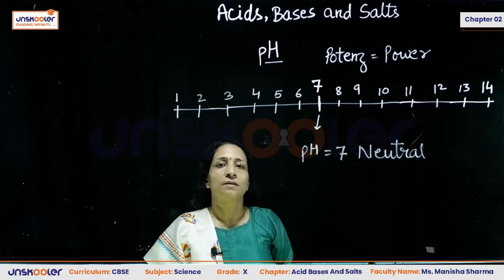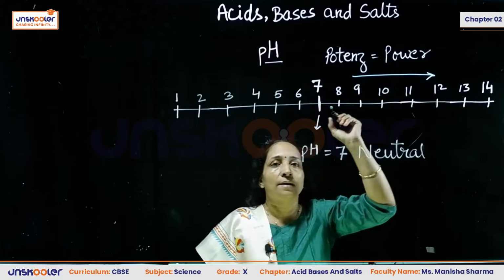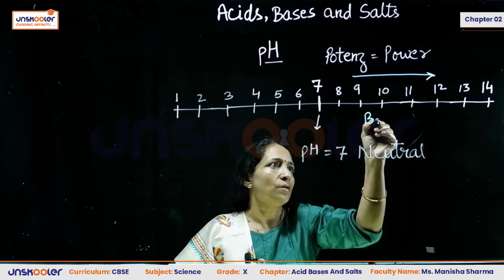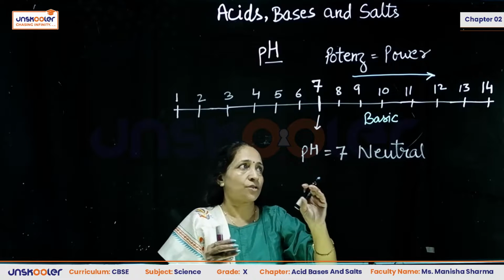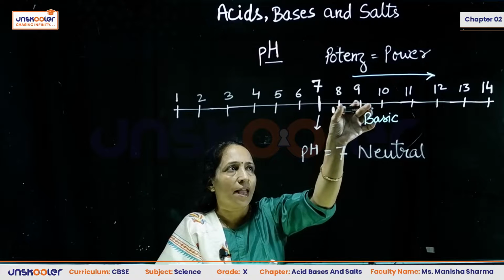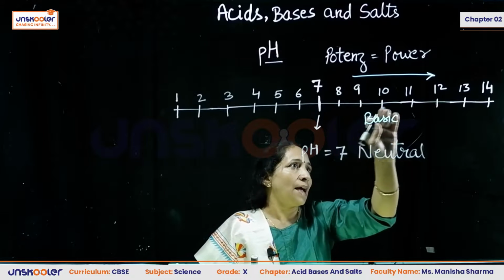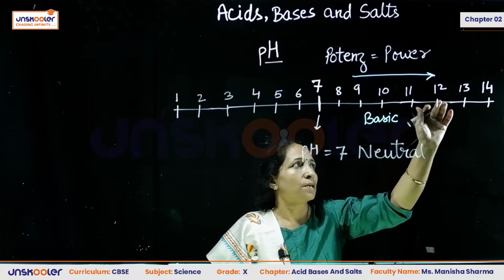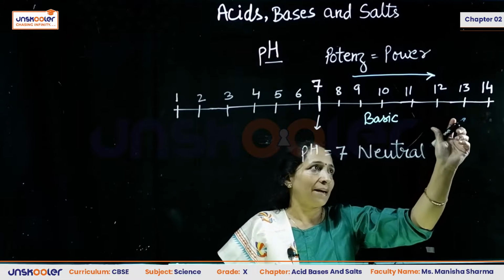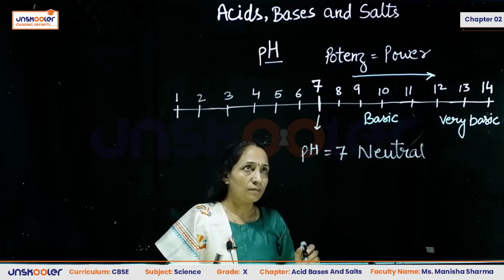And if it is more than 7, whether 8, 9, 10, 11, 12, 13, 14, it moves to the right hand side of the scale, that is above 7, and it becomes basic. The nature of a substance whose pH lies in this range will be basic. Suppose the pH is 8 or 9, it is not very basic, but it is basic in nature. So how do we get the strength? As the number increases, 8, 9, 10, at 14 it will be very basic. If a substance is showing a pH of 14, that means it is very basic, or we use another term, alkaline.